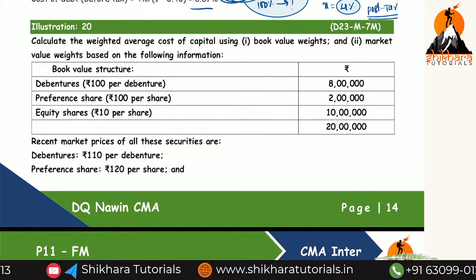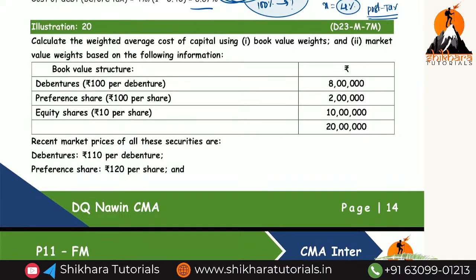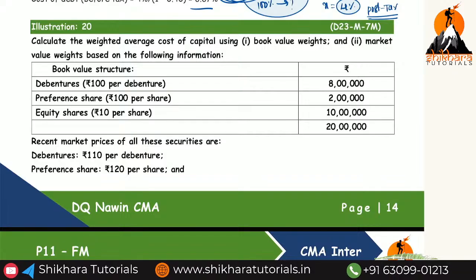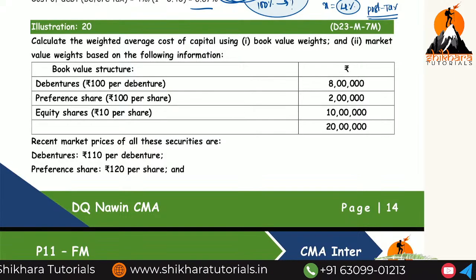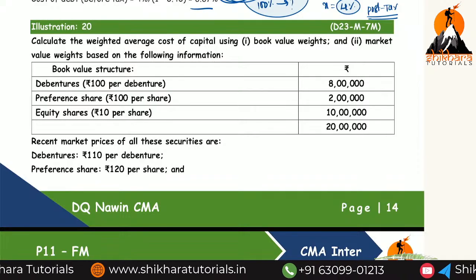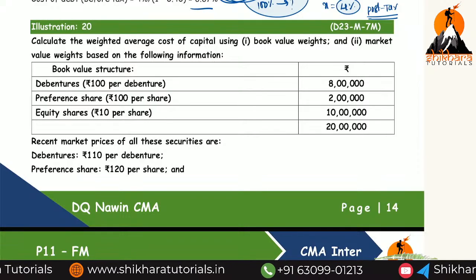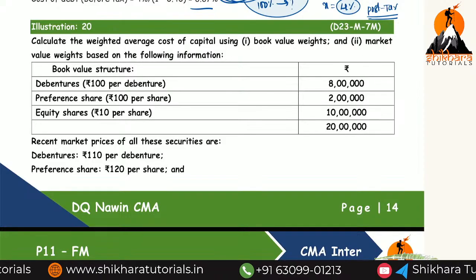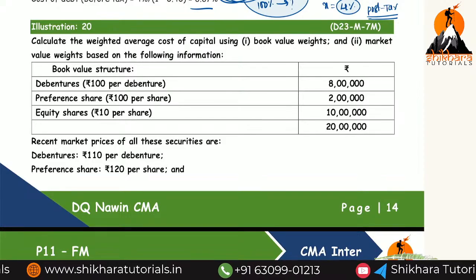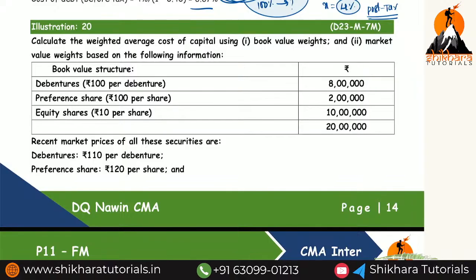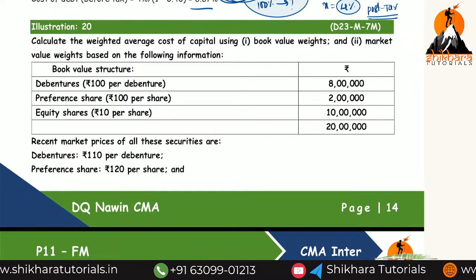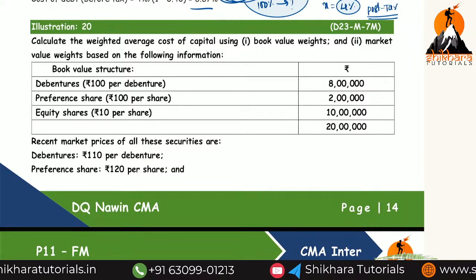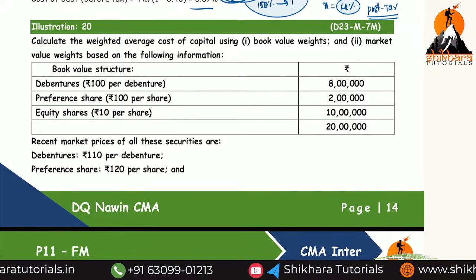So what is the requirement? Undoubtedly KO. On which basis? Any specification? At the top of the question itself, it says calculate the weighted average cost of capital using book value weights and market value weights based on the following information. Now, the 8 lakh, 2 lakh, 10 lakh are which values? Book values. How do you get the market values?